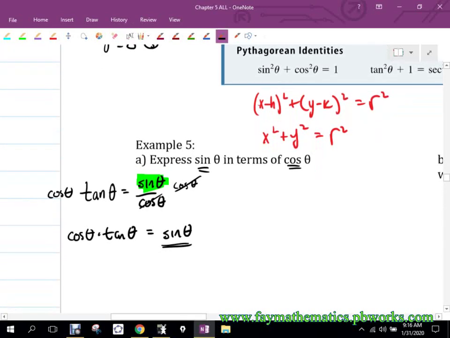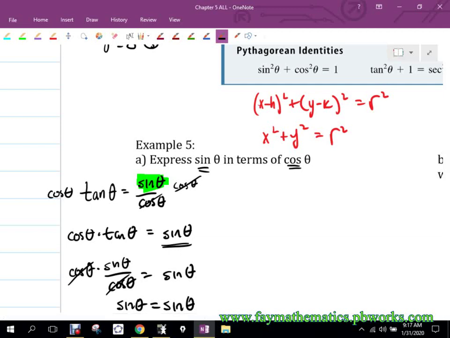But now we also know, so this is what happens with tangent. We know that tangent is also sine over cosine, isn't it? So maybe I do that. Now what's going to happen if I write it that way? The cosines cancel out, right? So I get sine of theta equals sine of theta. Now we know that's true, but now I've solved or expressed sine of theta in terms of what? Sine of theta, okay? So that might be a little bit of an issue.